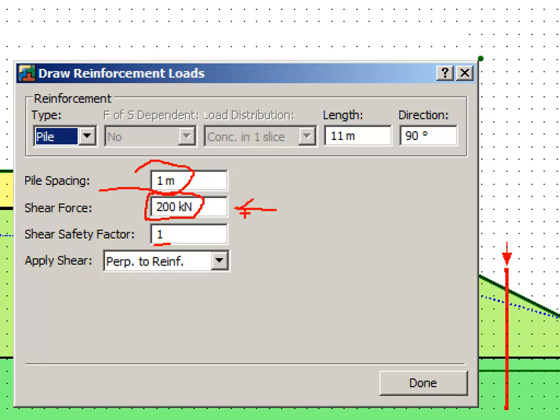Specifying this shear force is the difficult part of this analysis. We at GeoSlope cannot offer you any guidance on what the magnitude of this value should be. You would likely have to start working perhaps with a structural engineer. I want to point out this option here, that this shear force can be specified perpendicular to the reinforcement, or alternatively parallel to the slice base.